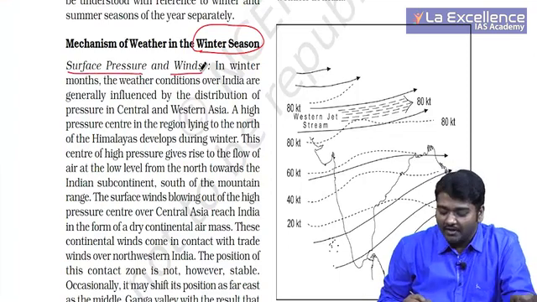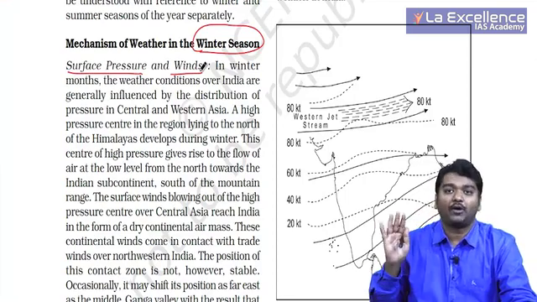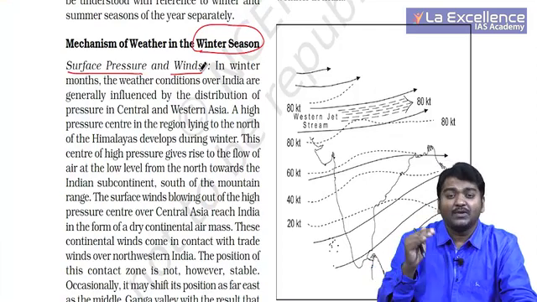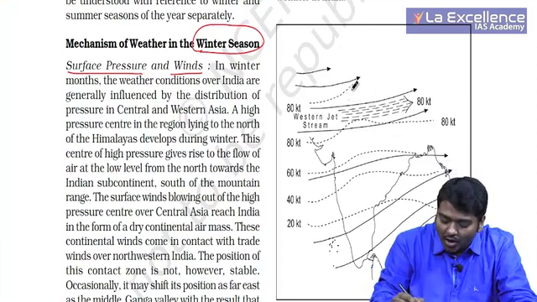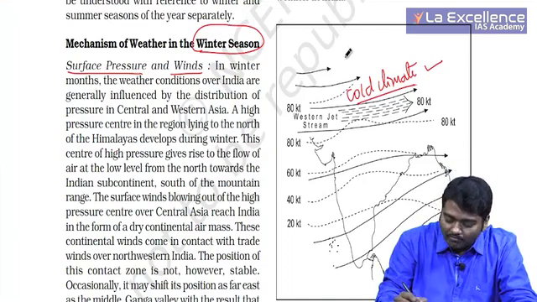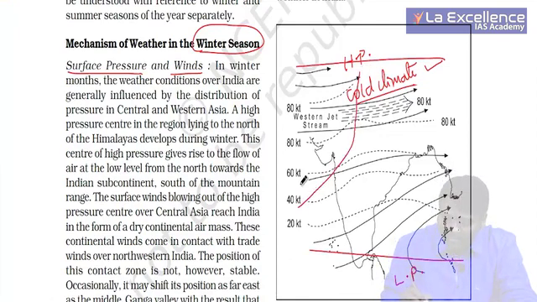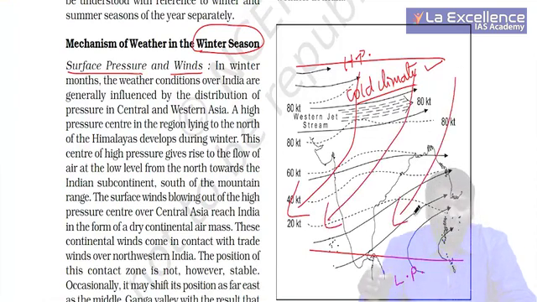As you are aware, winter means the sun's rays are falling on the Tropic of Capricorn. It is far off from India. So because of this, you will have cold climate present over India. Cold means high pressure, and warm means low pressure. High pressure to low pressure, whenever winds blow, they usually turn to the right in the northern hemisphere. So these are northeastern winds.